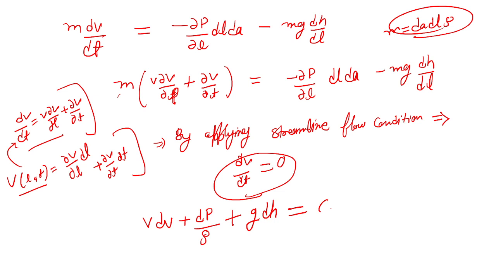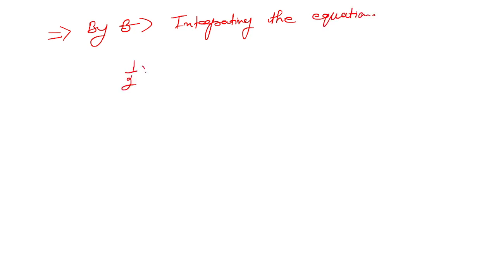This is the equation for only a small piece of the pipe. If we have to calculate the generalized equation for the whole pipe, we do it by integrating the equation. When we integrate the equation, we get one over two v square plus P over rho plus gh is equal to constant. This is the equation I was talking about earlier, in the first slide of this video.